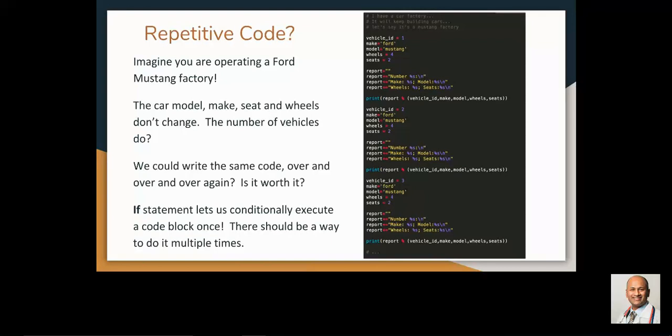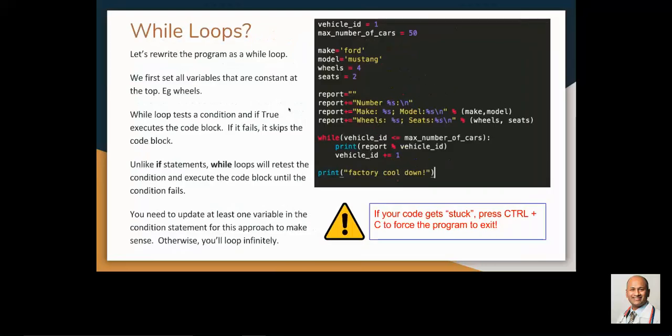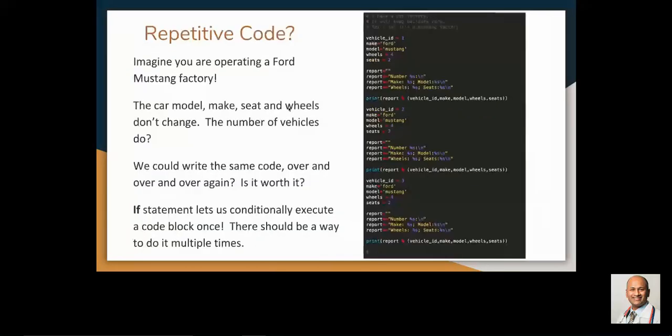Now, if I was sitting there and I had 1,000 factories, 1,000 cars I had to print out, if you didn't know how to code properly, you would just write big long blocks of code like that. And we talked a little bit about how we have conditional code. Well, what about the situation where you want it to execute code multiple times as long as the condition is true?